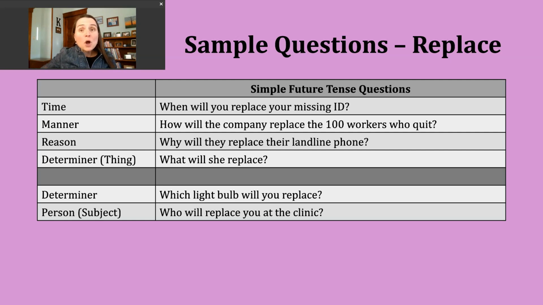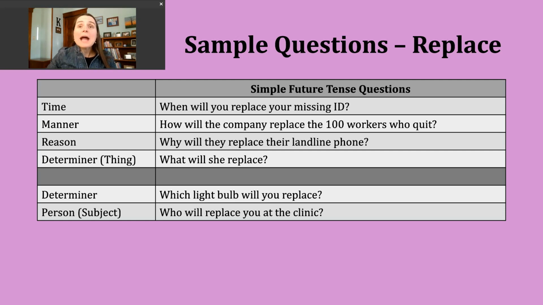Okay. With our question word when, you're going to see us following the same pattern. So an example of this might be, when will you replace your missing ID? Okay, so here something has been lost, right? And now someone is asking about your plans for finding or getting a substitute.